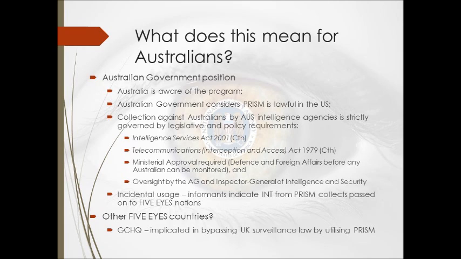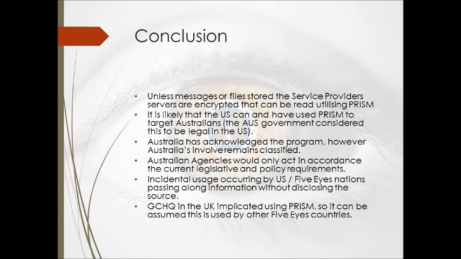Informants have indicated that intelligence derived from PRISM is passed along to other Five Eyes nations when there's a threat to that particular country. Furthermore, GCHQ in the UK has been implicated in using PRISM to bypass their own surveillance laws.